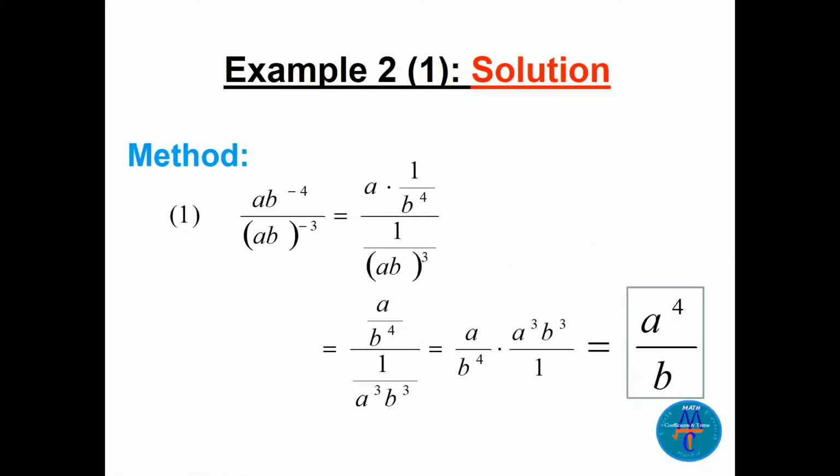Okay, now A over B power 4. Let's see the reciprocal here. A cubed, B cubed over 1. And we cancel B cubed with B cubed here. We are left with 1 over B. A times A power 3, we add the power because we have the same base in multiplication. So the final answer is A power 4 divided by B.